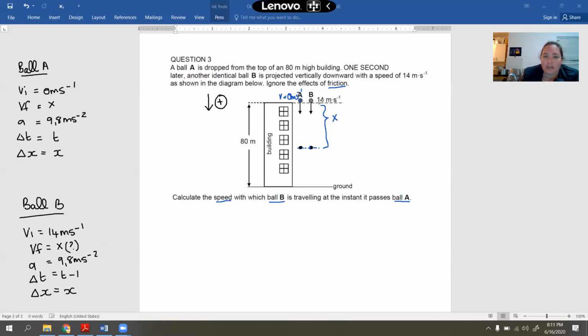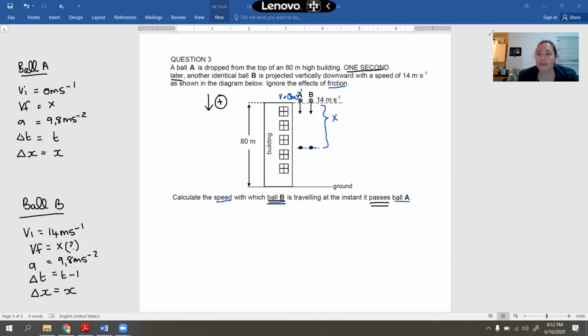Ball B is thrown downwards at 14 meters per second, so its initial velocity is 14 meters per second. Its final velocity we don't care about yet, even though I know it's what we're trying to get to. Later we'll come back in and we'll solve for this, but it's not our first thing. We first of all have to work out where they cross each other. The acceleration is 9.8 meters per second squared. The time it takes, because it was thrown down 1 second later, if this fell for 12 seconds, this would only fall for 11 seconds. So it's 1 second less falling time, and it has to fall the same distance because if they're passing each other, they must have covered the same displacement.